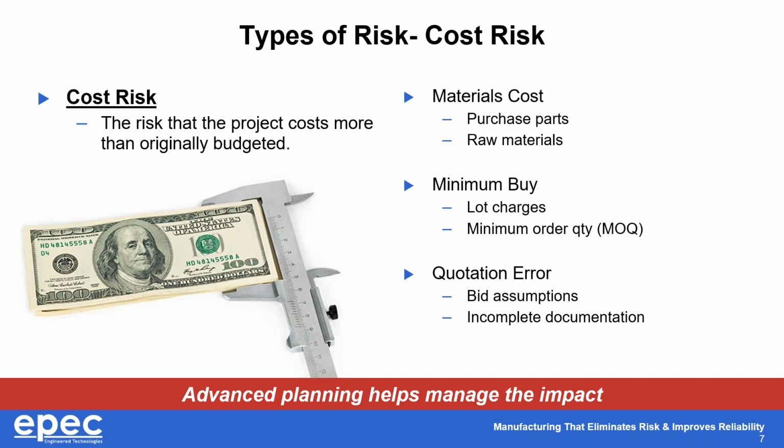Suppliers make errors in their quotation. Maybe they missed a drawing or assumed something that wasn't clear. But all of these things can in some way impact the overall cost and budget of the project. The best way to manage this is advanced planning.